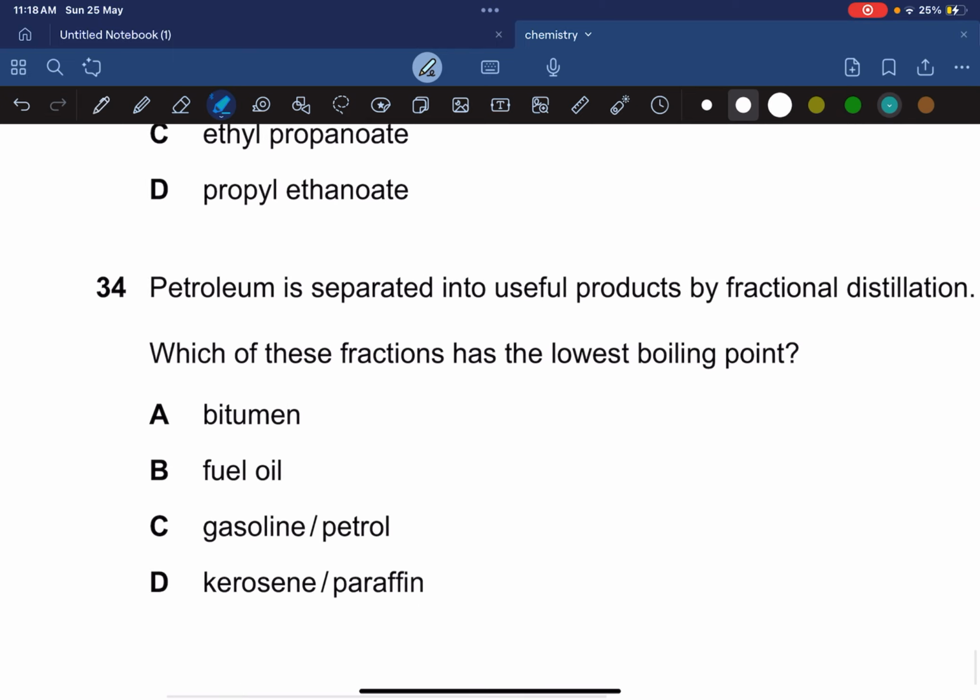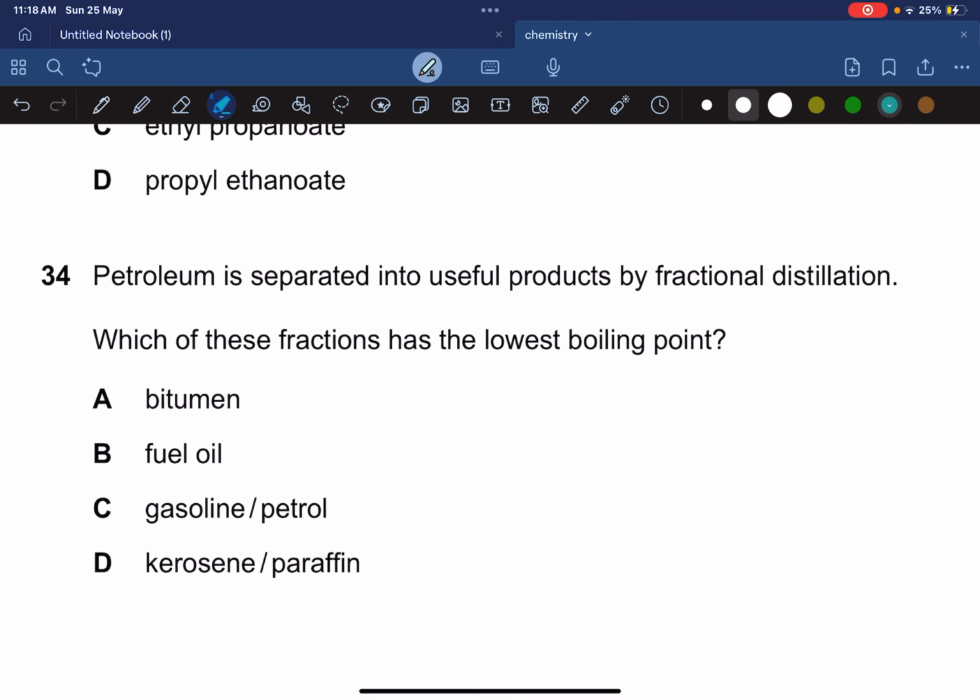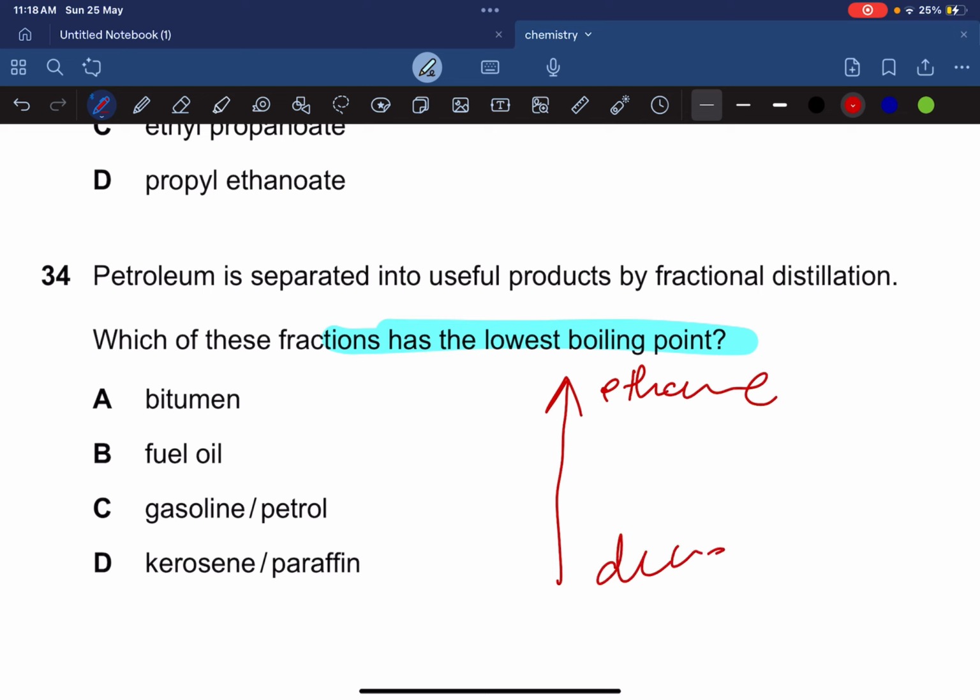ठीक है. Petroleum is separated into useful fractions by fractional distillation. Which of these fractions has the lowest boiling point? Okay, you should know that as we go up, the smaller chain, they have lower boiling points. ठीक है, यहाँ पे ethane है और यहाँ पे आपके पास decane है. So ethane is going to have a lower boiling point. Why? Because you're going up.